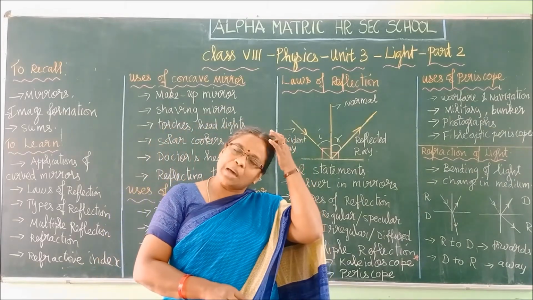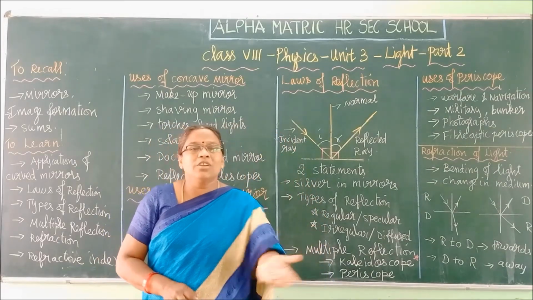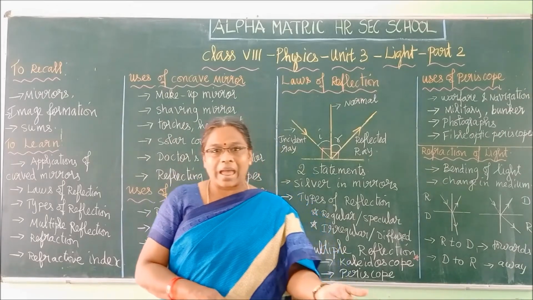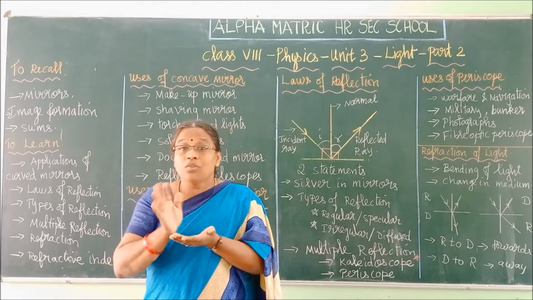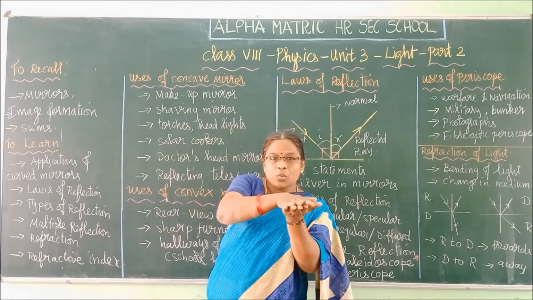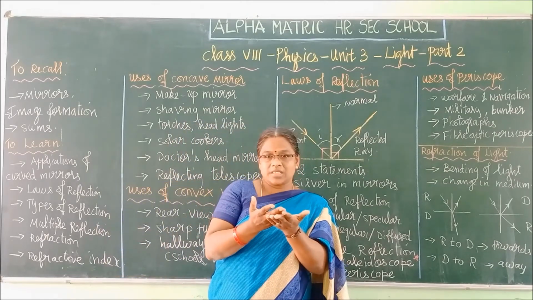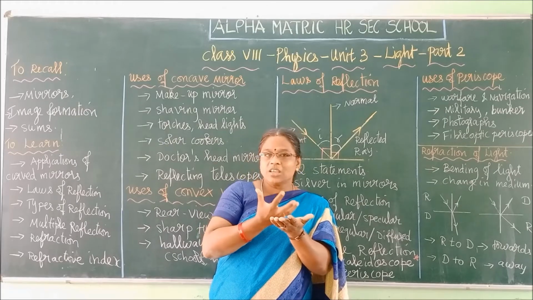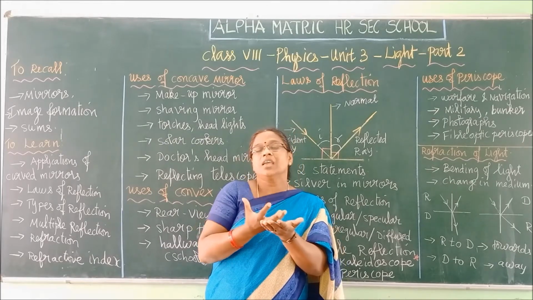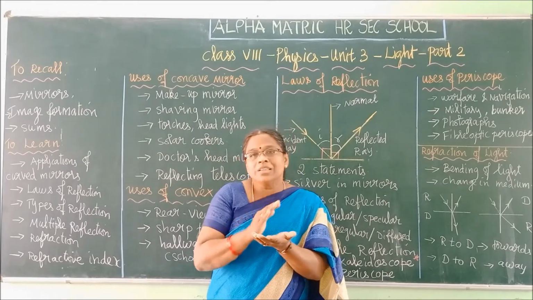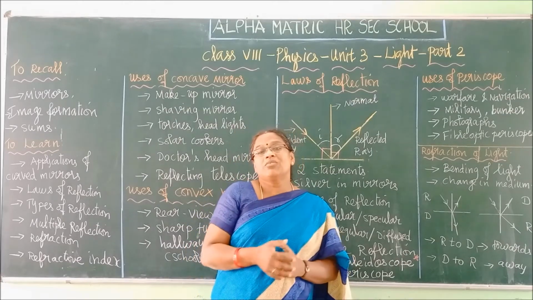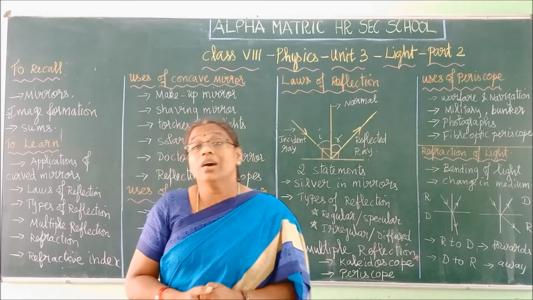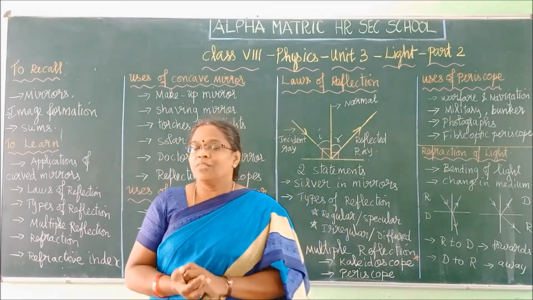What are all the examples? Normally we have reflection in the plane mirror and in standstill water, not flowing water. If you see your face, you can correctly see the image of your face. No distortion will happen over there. So that type of reflection is called regular or specular reflection.